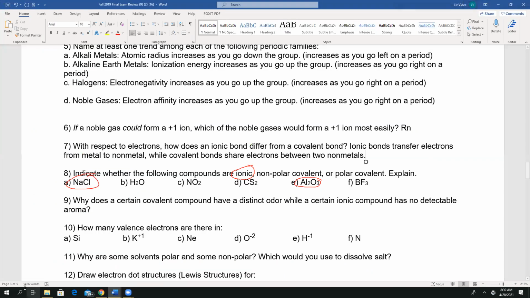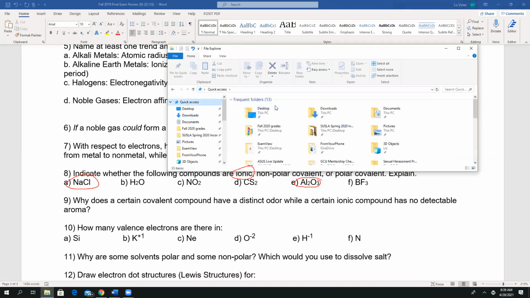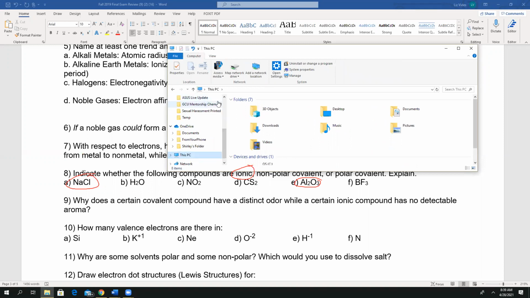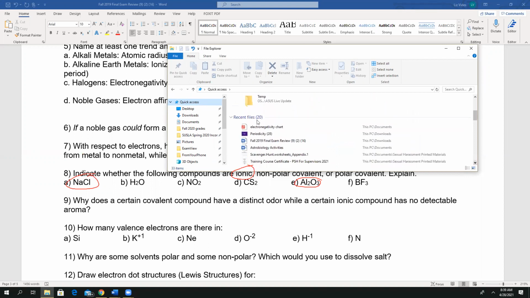All right, so our electronegativity chart, we just need to come look for it here. Come on, quick access. Oh, I hate when that happens. This PC. Here we go. Now I need quick access. That should be there. It's not there. Great. I just gave it a name and everything. Ah, there it is. I knew it had to be there. Okay.